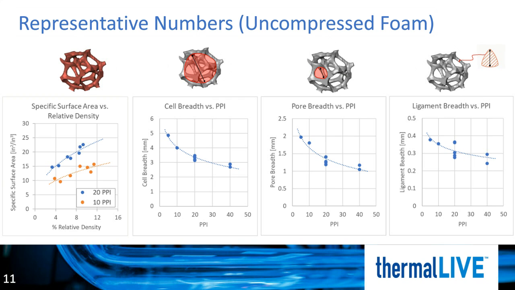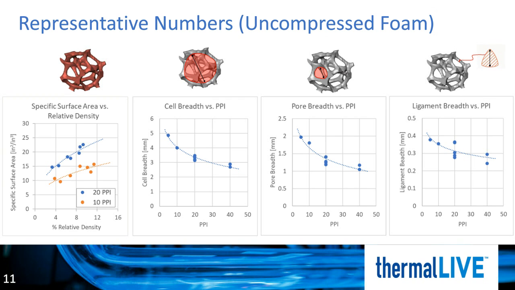The remaining plots are for cell size, pore size, and ligament thickness respectively, all plotted as functions of nominal pores per inch. Note that while cell size is purely a function of PPI, pore size and ligament thickness are progressively more dependent on relative density as well. This is because the way we control relative density is by thickening the ligaments. You can see this in the spread of the data points for 20 PPI, which are from samples spanning a range of relative densities.